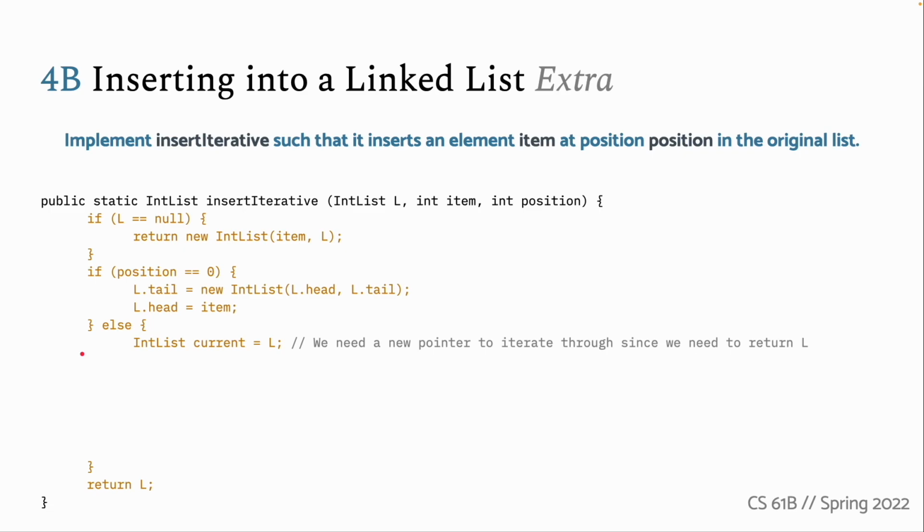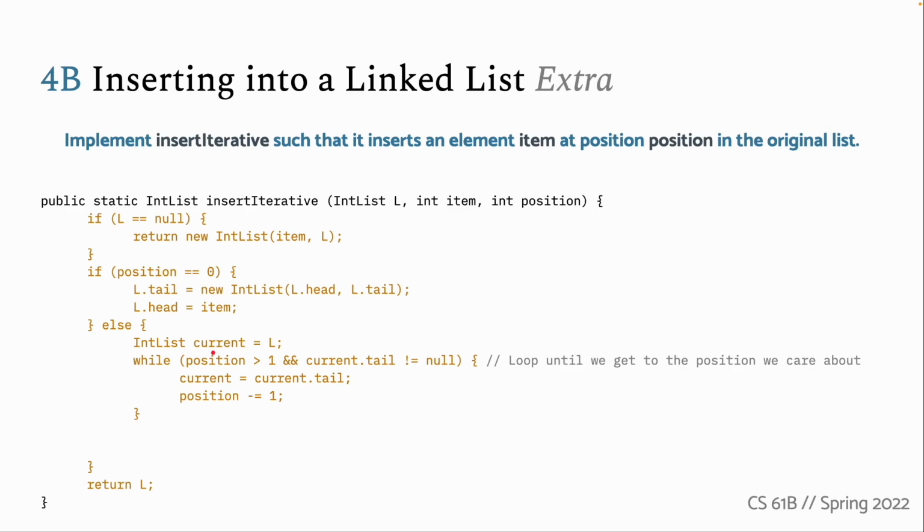First, we need a pointer to iterate through since we do need to return L. We don't want to be moving through using L because in that case, when we return L, we won't have the head anymore. We won't have that first item anymore. So we have to create a copy, basically another pointer to that first element that we can now iterate through.